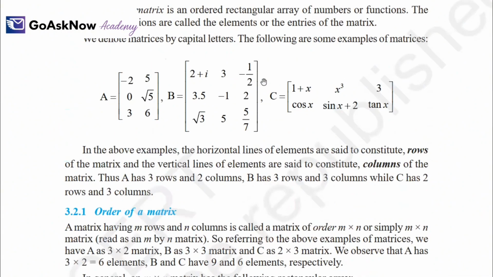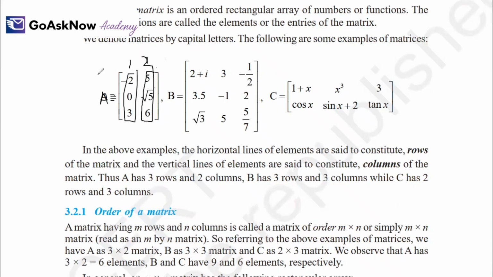In the above examples, the horizontal lines of elements are said to constitute rows. I already told you that the horizontal lines or arrangements are called rows, and the vertical lines of elements are said to constitute columns of the matrix. Okay. So here, in the above example, you can see that matrix A has two columns, because there are two vertical lines or arrangements.